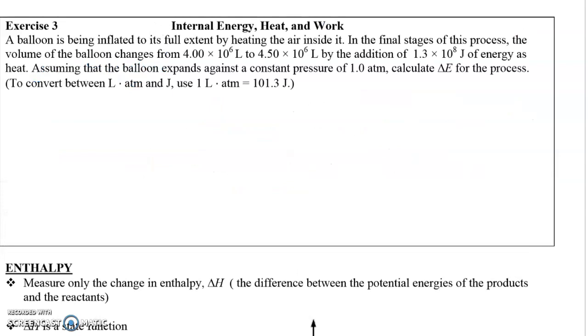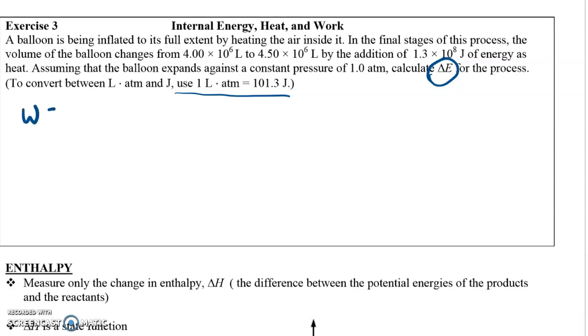And finally, in exercise 3, we're going to put both of those concepts together. We are calculating our delta E, but remember, in order to do that, we need to figure out how much work is involved first. Again, here's that conversion factor to use to get our work into joules so that we can figure out how many joules of energy the system is actually changing by.